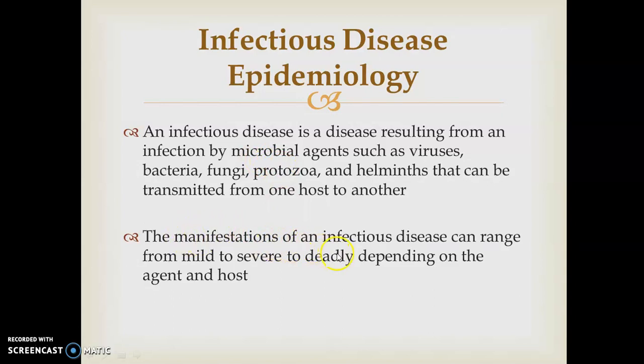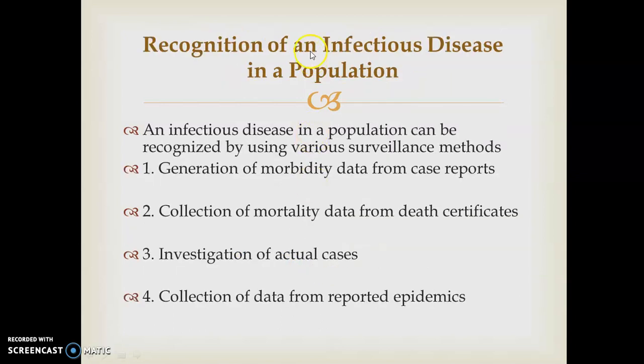Now the manifestation of infectious disease can range from mild to severe to deadly, depending upon the agent and host. So it may be mild, it may be severe, or it may be deadly. Now, how will we recognize an infectious disease in a population, that either this disease is infectious or not? An infectious disease in a population can be recognized by using various surveillance methods.